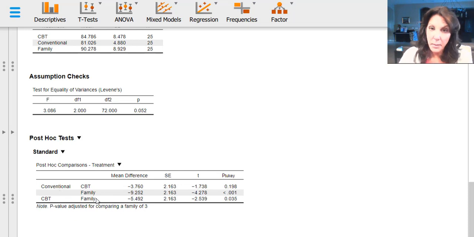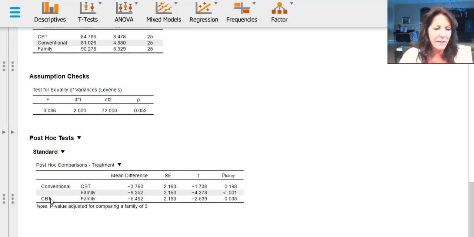So this chart can be a little bit hard to read, so I'm going to help you out. Conventional versus cognitive behavioral therapy is not significantly different. Those two treatments are not significantly different on post-weight. You'll notice that the second one doesn't have anything right here, and that is because it just takes conventional and compares it now to family. So conventional and family have a P of less than 0.01. This is where the significance is. So there is a difference between family therapy and conventional therapy. So we're going to look at that a little bit closer in a minute.